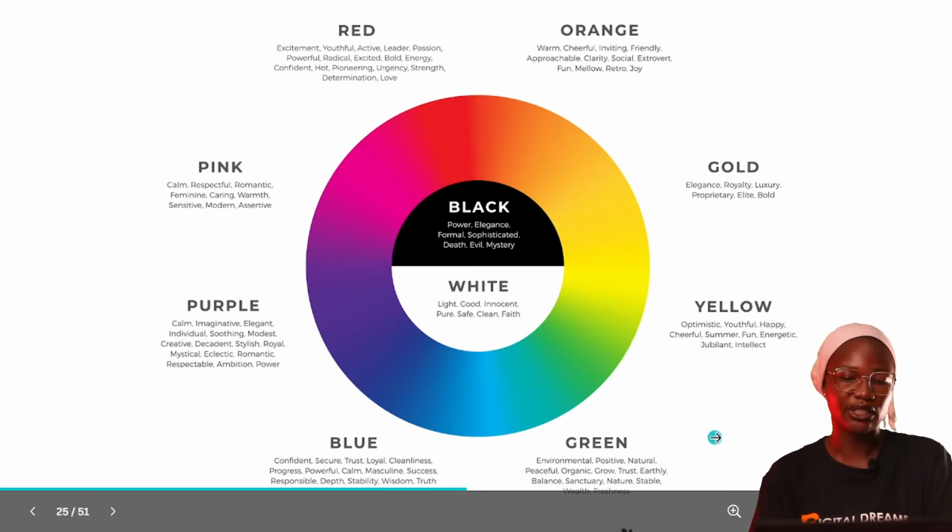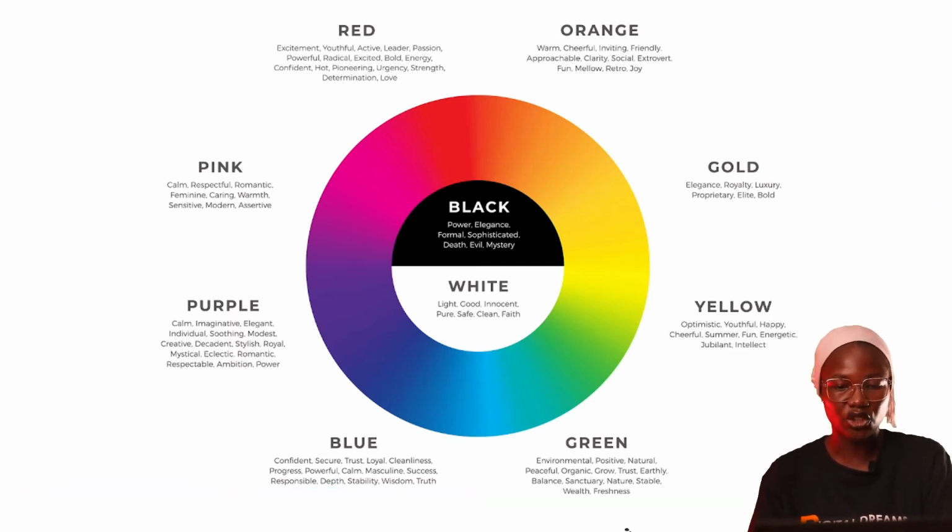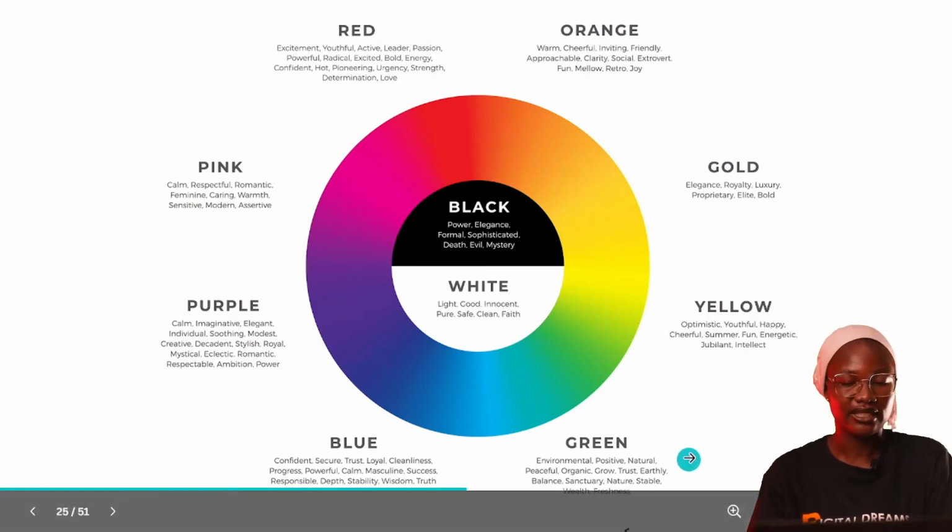So we have the green color. Green color is green, environmental, positive, natural, peaceful, organic, grow, trust, earthly, balance, nature, stable, etc. Right? That is the psychology behind the green color.